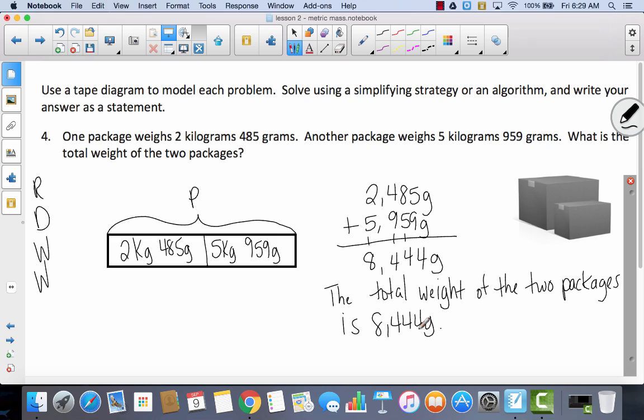8,444 grams. I went back and looked at the problem and it didn't tell me whether to put my answer in terms of the smaller unit or in mixed units. So I just left it as grams. You could have also said 8 kilograms, 444 grams, and that would have been correct also. If you got your answer using a different strategy but our answers are the same, then awesome, you just thought of a different way to solve the problem.